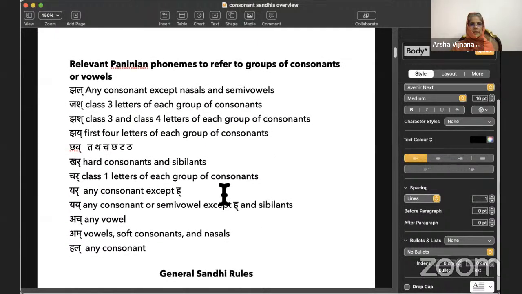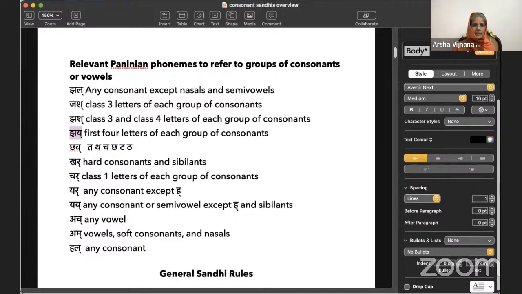Just to do the revision here, okay? Jhal, any consonant, this is a slightly different way of looking at it. Consonant except nasals and semivowels, okay? Jash, class 3 letters of each group. Jhash, class 3 and class 4 of each group of consonants. And one more we have here, Jhai. What is Jhai?